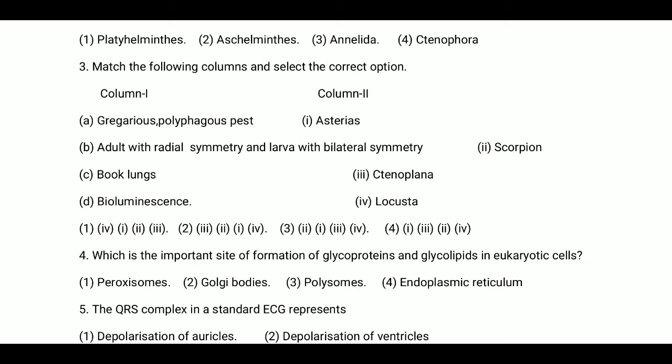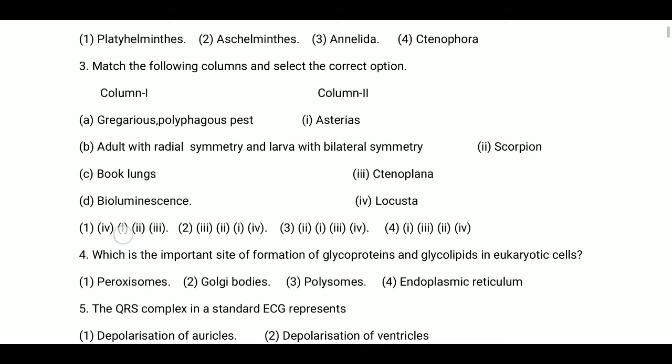Then adult with radial symmetry and larva with bilateral symmetry is exhibited mainly by Asterias, that is the Echinodermata, which have bilateral symmetrical larva, whereas the adult has radial or pentaradial symmetry. Then book lungs are present in scorpions, so it will be C, second one. Bioluminescence is exhibited by Ctenoplana and Pleurobrachia, that is the second phylum, right? So the right answer is 4, 1, 2, 3. So the first option will be the right answer.